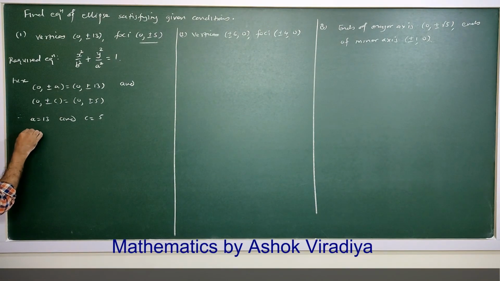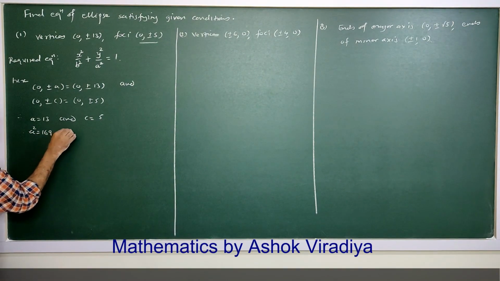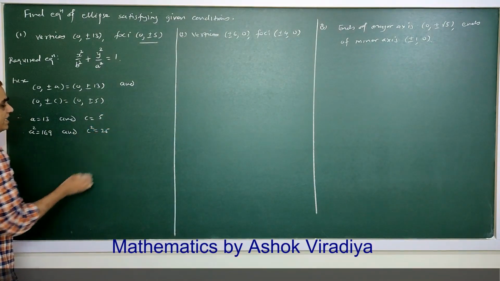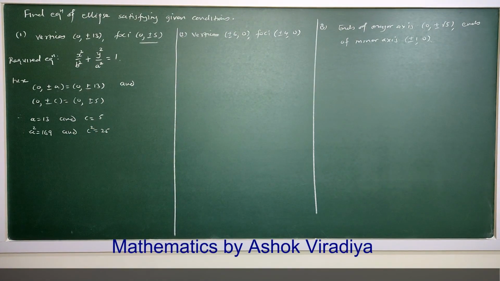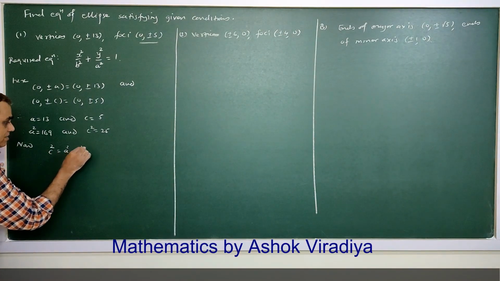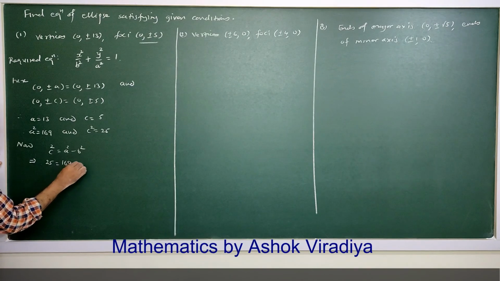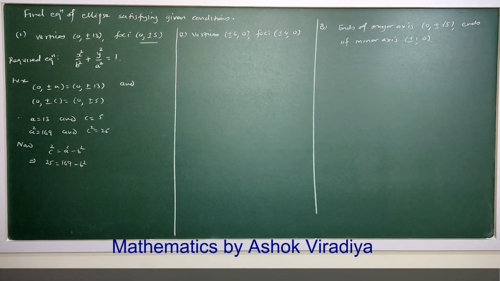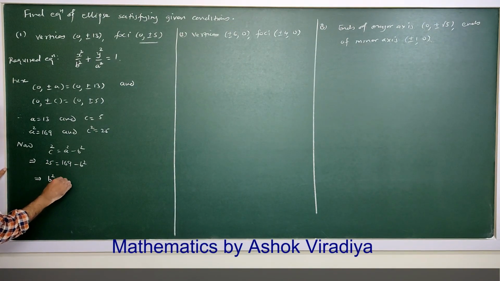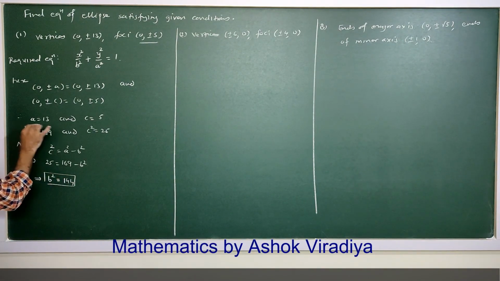So a square is 169, c square is 25. Now to find b square, we use the relation between c, a and b. c square is a square minus b square. c square is 25, a square is 169 minus b square. So b square is equal to 169 minus 25, 144. So this is b square, this is a square.